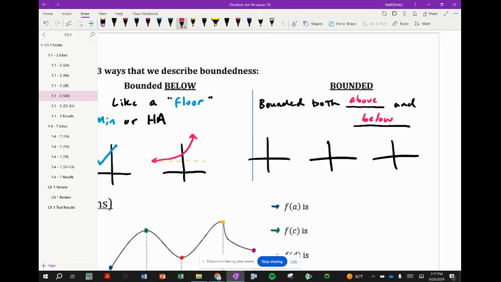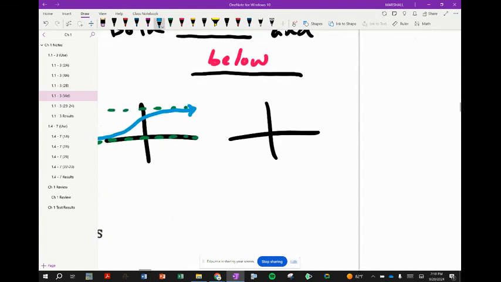So if it's bounded both ways, let me just say it's bounded. So that could be something like the sine or cosine function, because that has minimums and maximums that it just keeps bouncing back and forth between. It could be something that has two horizontal asymptotes. There's a function that we'll deal with called the logistic growth function that has two horizontal asymptotes. Looks kind of like this. That would be bounded.